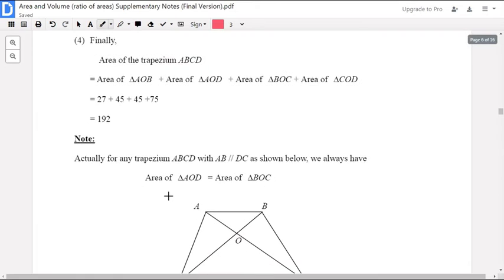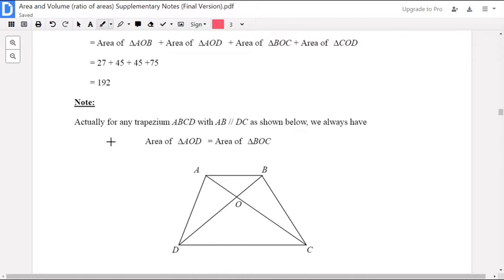Now, I have a simple note here. For any trapezium with AB parallel to CD, and we draw two diagonals, AC and BD, then this area, OAD, will always be the same as this area, OBC.